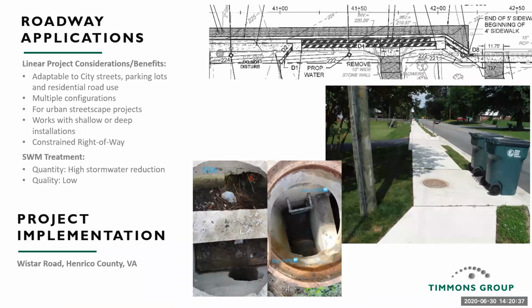For linear projects, again, these are adaptable to street environments in the cities, parking lots, again, and residential road use. They're available to do in multiple configurations for urban streetscape projects. Once again, they work in shallow and or deep installations and can also fit usually within a constrained right-of-way. Again, from a quantity perspective, they provide a high stormwater reduction. From a quality perspective, it's very low, and you would have to implement, again, a cartridge type system to do that. The example project we have here is the Wistar Road project.